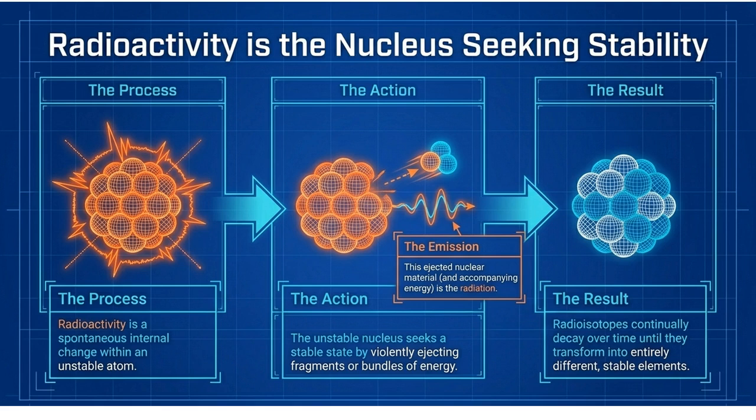Radioactivity is the nucleus seeking stability. Radioactivity is a spontaneous internal change within an unstable atom. The unstable nucleus seeks a stable state by violently ejecting nuclear fragments or bundles of energy. This emission is what we call radiation. Over time, these radioisotopes continually decay until they eventually transform into entirely different stable elements.